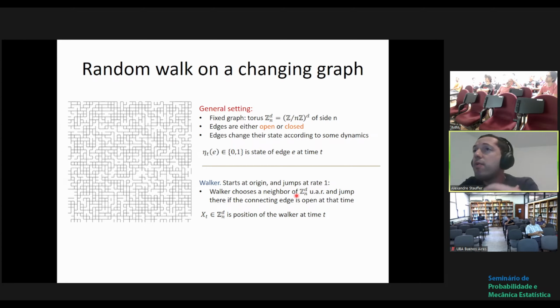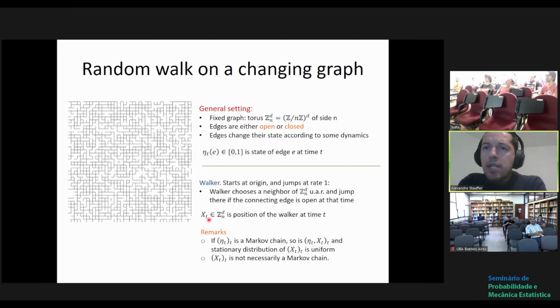That's what the walker does. And at the same time, the environment just evolves independently of the walker. And we denote by X_t the position of the walker at time t. So just a few remarks. The environment process, the evolution of eta_t, is a Markov chain, and so is what we call the full system, the system composed of the environment and the walker. And the stationary distribution of the walker in the case of the torus is uniform. In the case of a general graph, it's just the stationary distribution of a random walk on that graph. Easy to see.